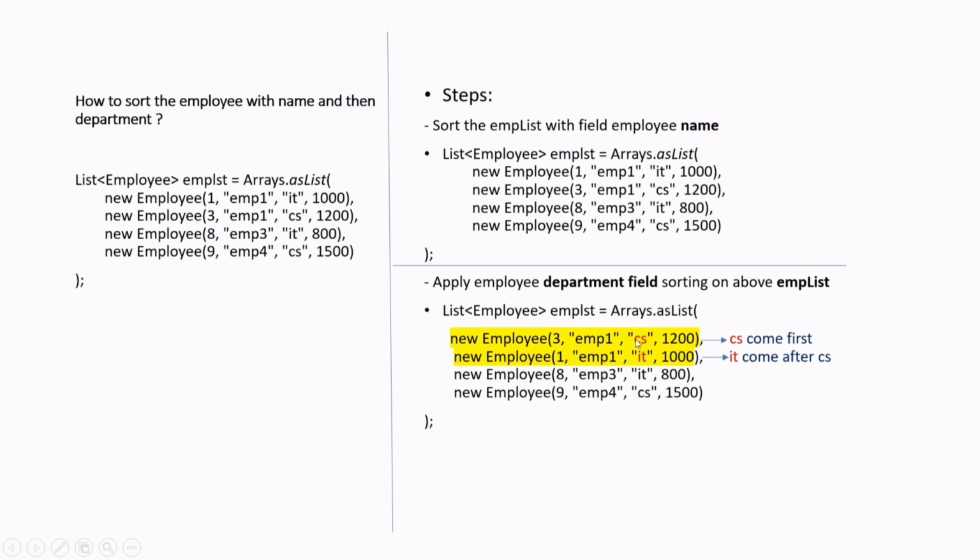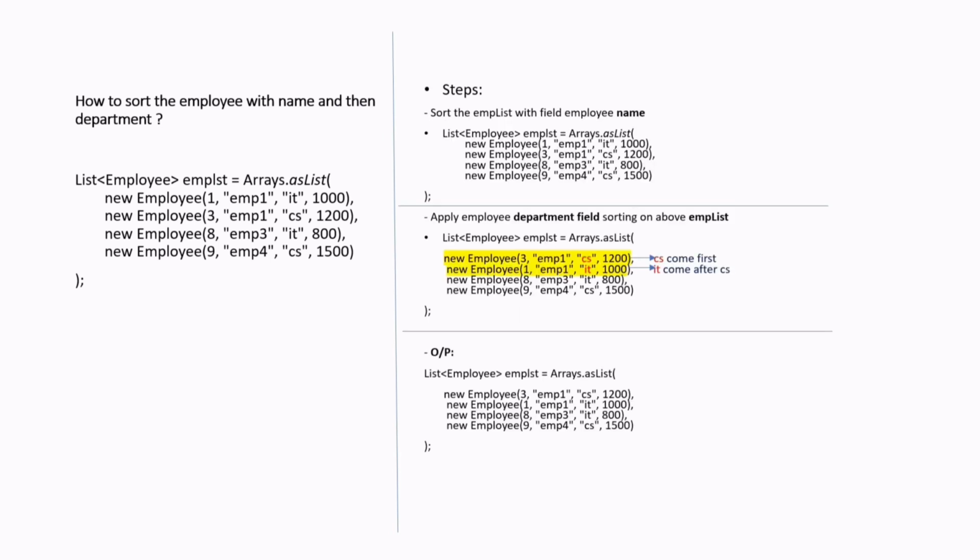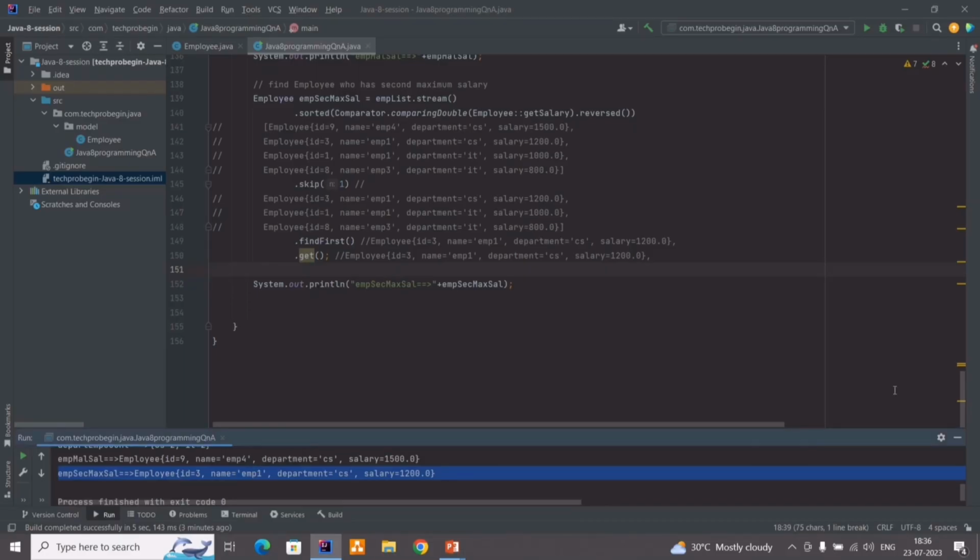So employee ID 3 belongs to the CS department and employee ID 1 belongs to the IT department. So C comes first, because C has a lesser ASCII value as compared to the IT department, and IT comes later. So in the result we expect it like this only. Okay, let's go to IntelliJ IDEA and solve this question.